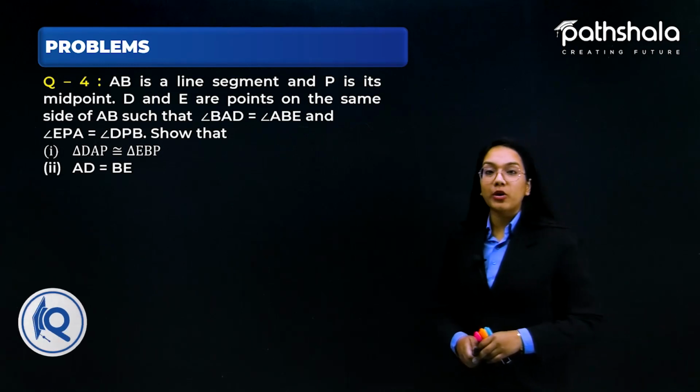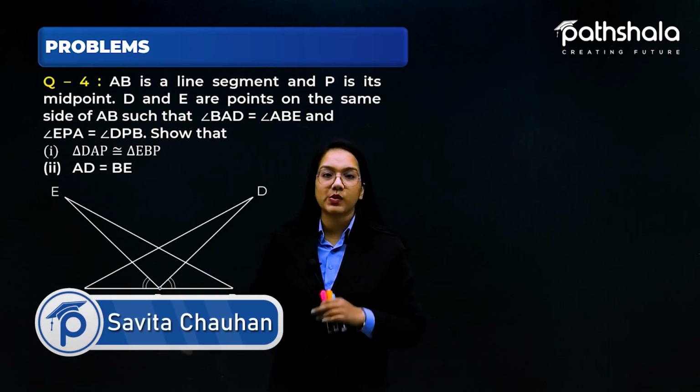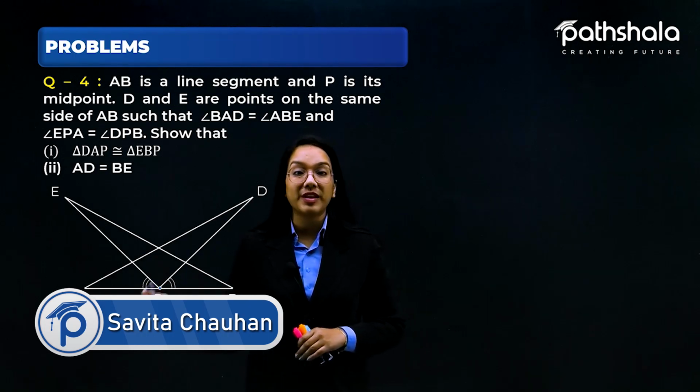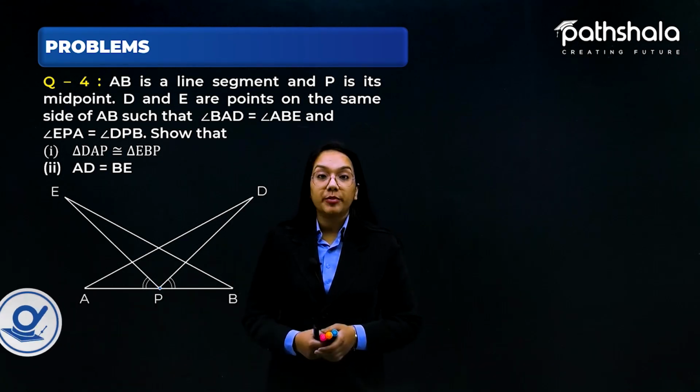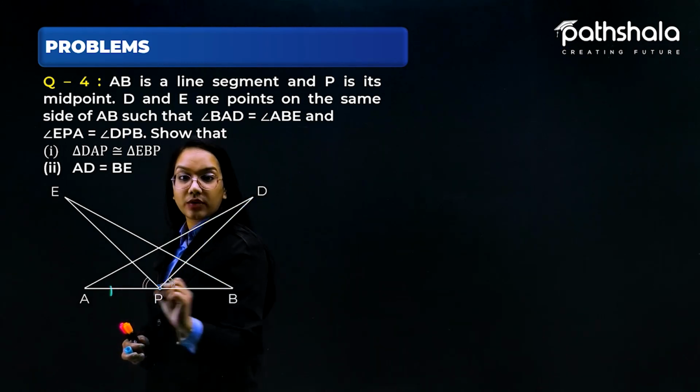Now let's talk about the next question, question number 4, which says that AB is a line segment, as you can see, and P is its midpoint. So P is the midpoint of AB. It means that this side is equal to this side.